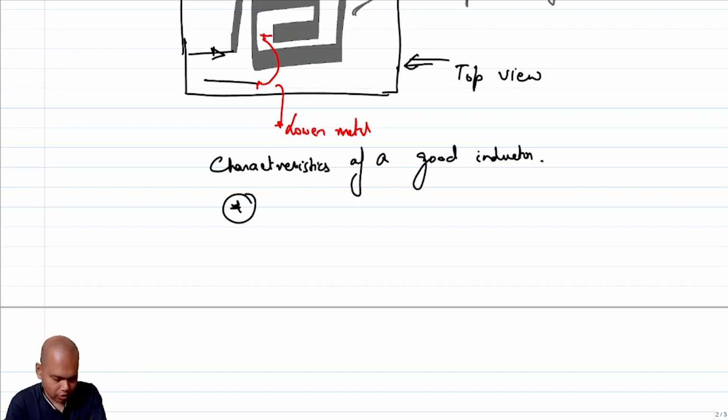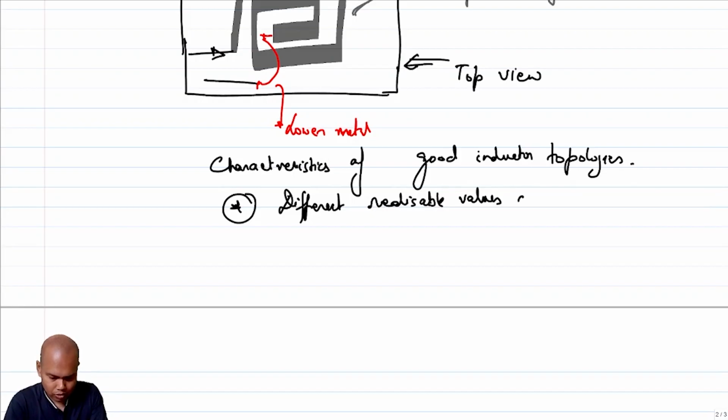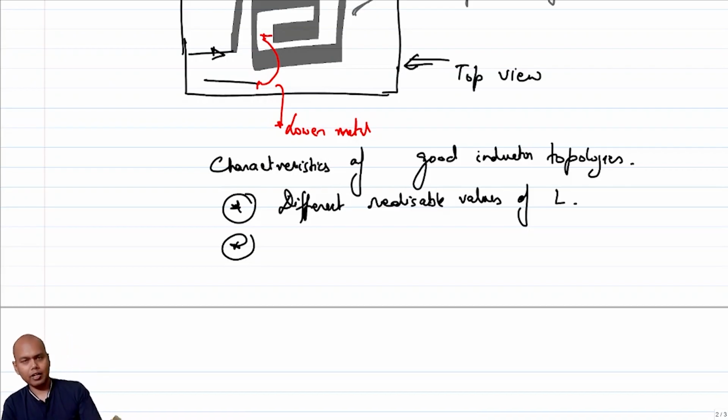Firstly, obviously, the basic thing is that you should be able to make any value of inductance that you want, right? So different values, or that is a good inductor, good inductor topologies. Different realizable values of L, right?